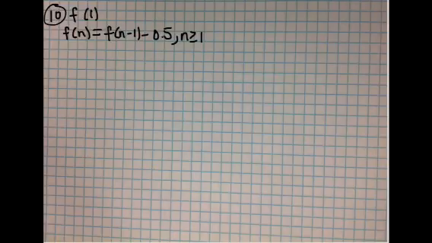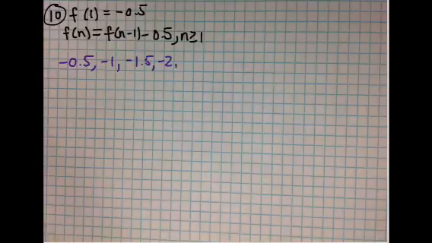Alright, for number 10, we're starting with n is 1. Oops, I forgot to copy the whole thing. Sorry. F of 1 is negative 0.5. So my first number is negative 0.5. And then it's going down by 1/2, by 0.5. So negative 1, negative 1.5, negative 2, and so on. Okay? And so now we're going to graph.